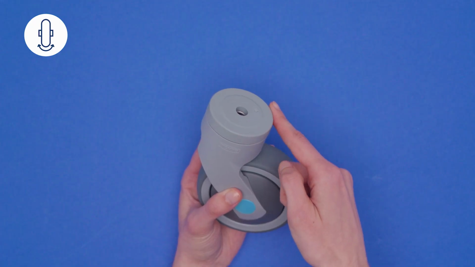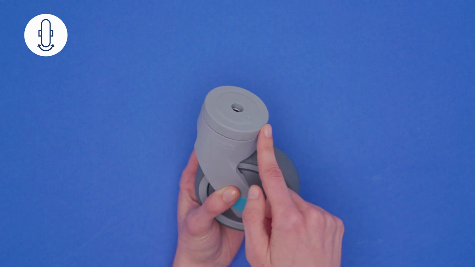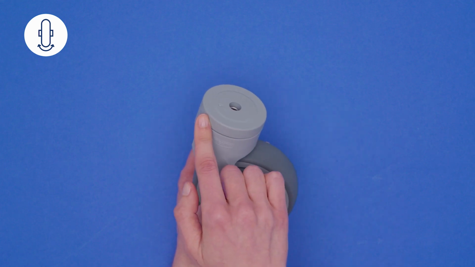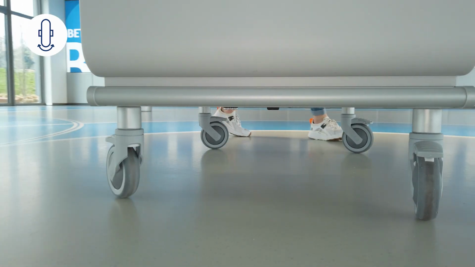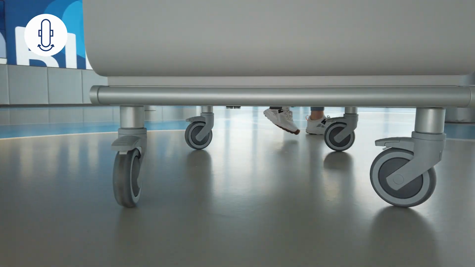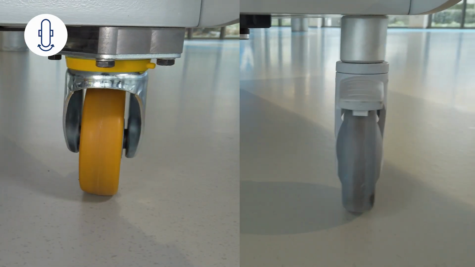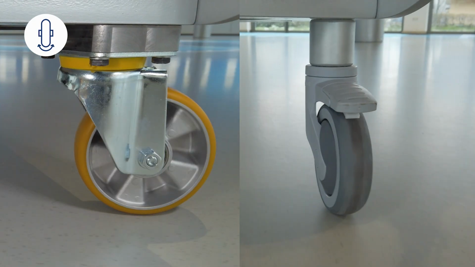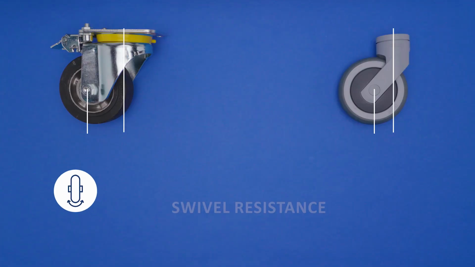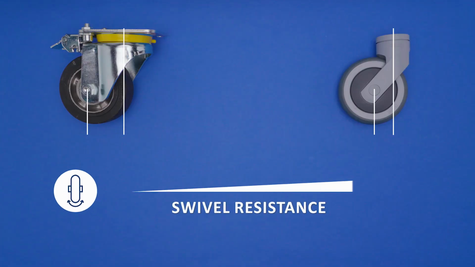A high-quality swivel bearing can improve the swivel resistance. It helps to turn the caster easily. Next to the swivel bearing, the offset has an influence on the swivel resistance too. Typically, casters with a larger offset are easier to twist and turn.